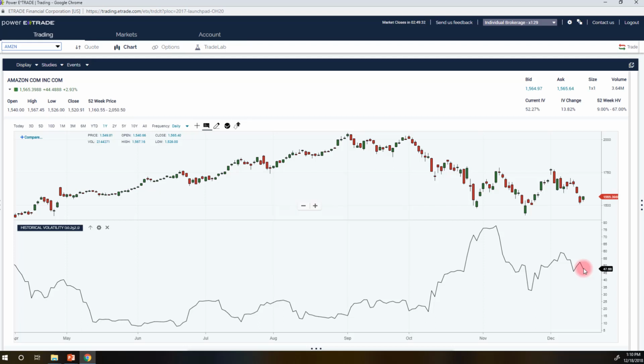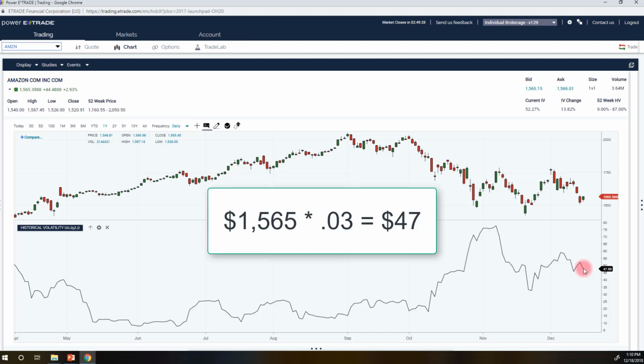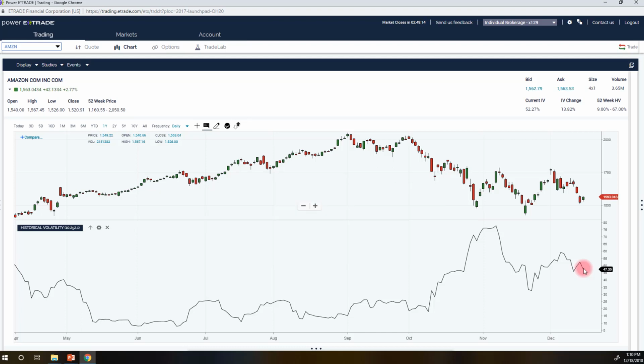So the stock is trading for $15.65, so that means $46.95 per day. Let's just call it $47 per day is what I can expect. That's one standard deviation. Remember, that's what I put in the default was one standard deviation. So that means I can be about 68% confident that this stock, at least in this period of time right now, has the ability to move about $47 per day. And that's with 68% confidence.